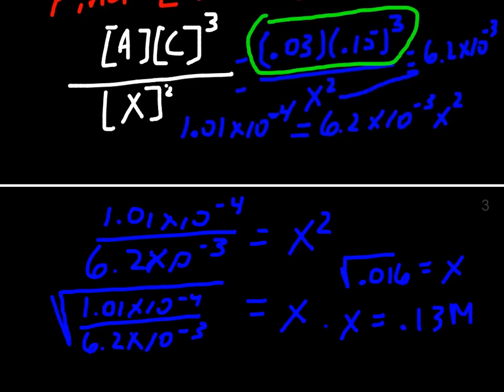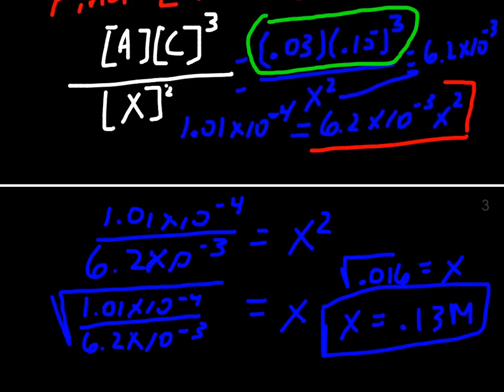So anyway, try that. The math was tricky, but that's a way. Utilizing K, 6.2 times 10 to the negative third, allowed me then to determine what the concentration of one of the reactants was.